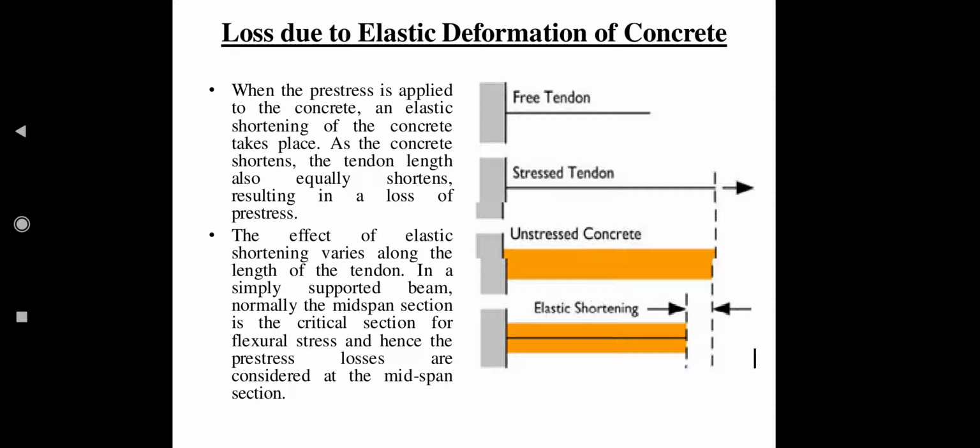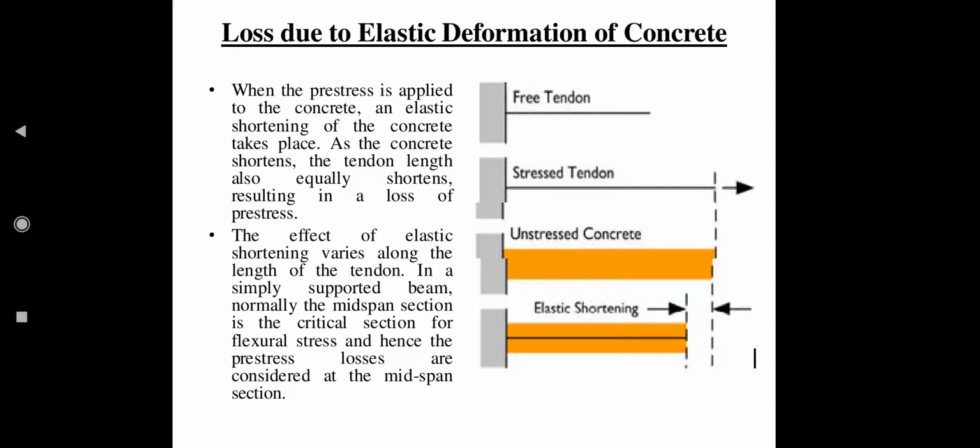So when the elastic shortening of concrete takes place, there is a shortening of tendon length, and the shortening of tendon length is equal to the shortening length of the concrete. So this results in loss of prestress. So the loss of prestress in steel is due to its shortening, which is equal to the product of stress in the concrete at the level of Cg of the steel.